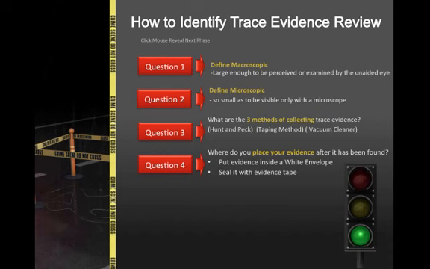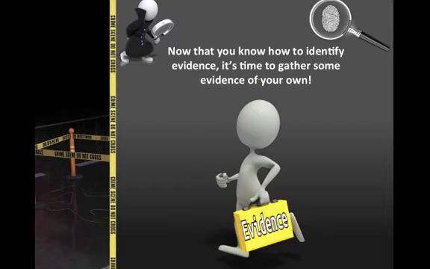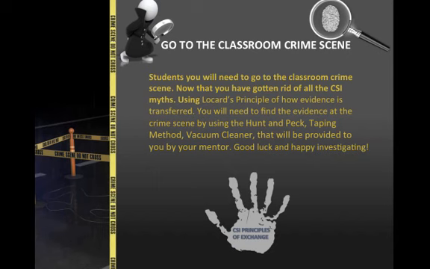Let's go. Now that you know how to identify evidence, it's time to gather some evidence of your own. It's time for your classroom crime. You will need to go to the classroom crime scene. Now that you have gotten rid of all the CSI myths, using Locard's principles of how to identify the evidence that is transferred, you will need to find the evidence at the crime scene.